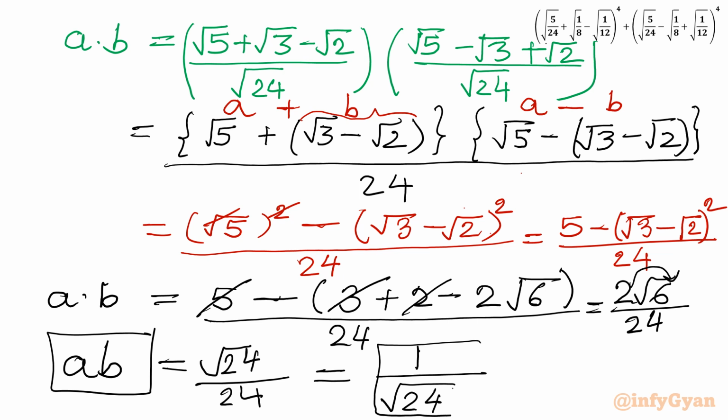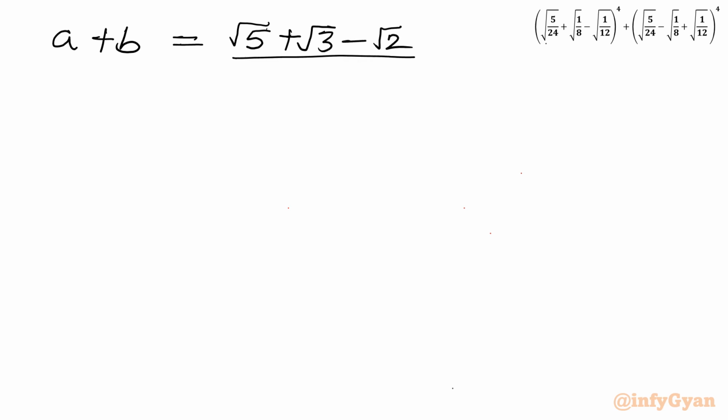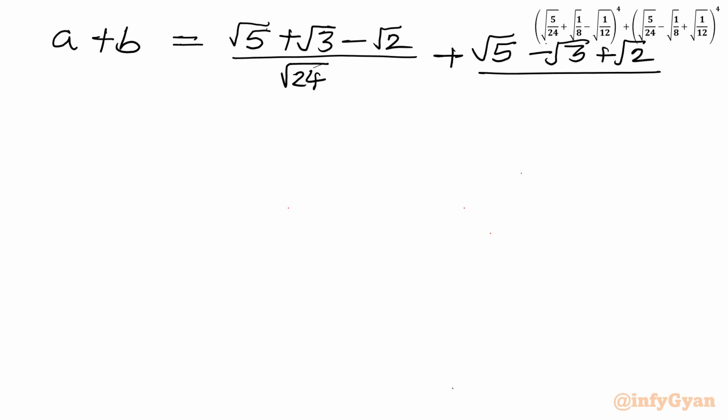Now we'll be calculating A plus B. So I will write A plus B. Let us write both the values. Root 5 plus root 3 minus root 2 over root 24 plus root 5 minus root 3 plus root 2 over root 24.